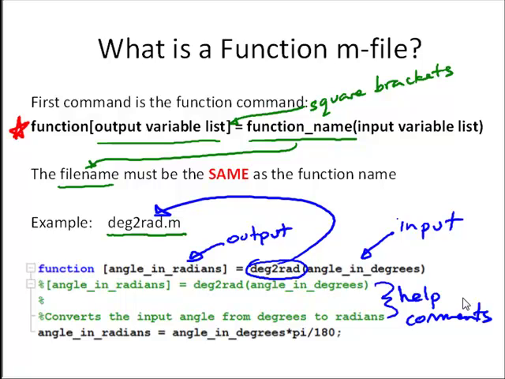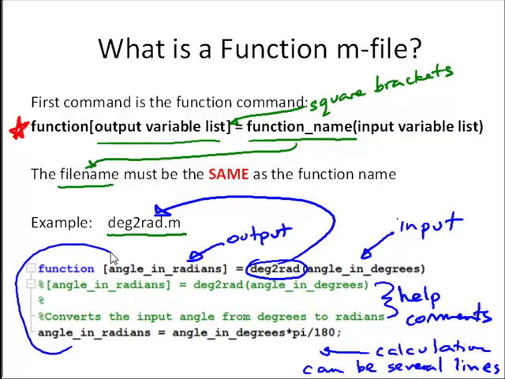You can see what basically happens is we will input the angle in degrees, do our calculation, and this can be several lines. There's no limit to how long a function can be. In this case, it's one line. And then we will return the output through the function command. We'll talk more about how this works and how you would run this function.